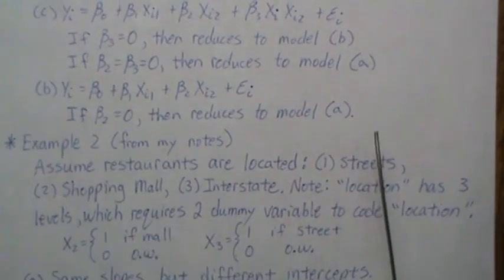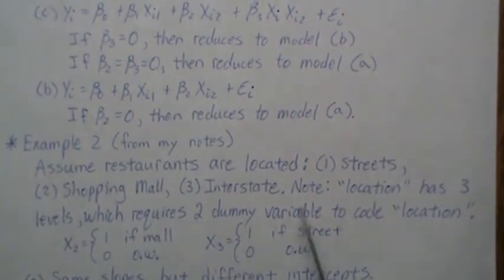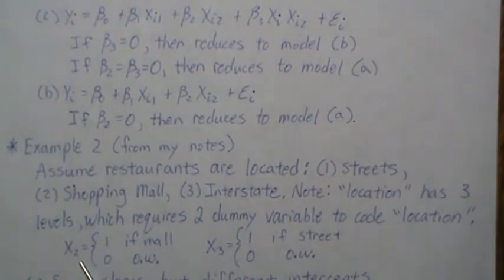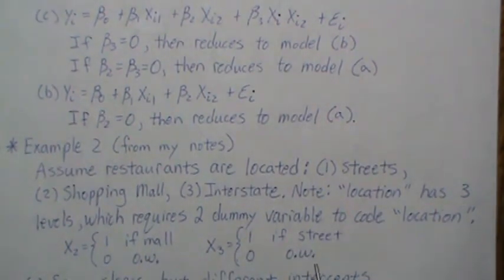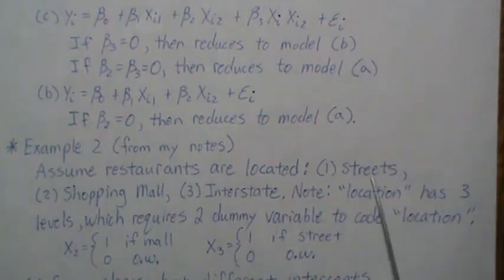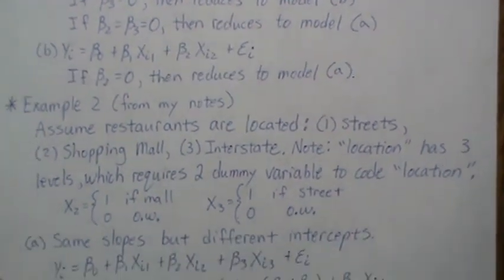So to code these 3 locations, we use 2 dummy variables. X2 is a 1 if it's a mall restaurant and 0 otherwise. X3 is a 1 if it's a street restaurant and 0 otherwise. And these 2 are all we need to code these 3 variables.